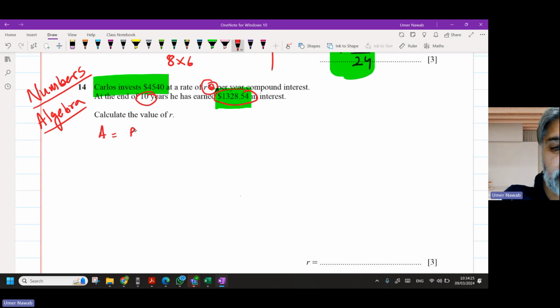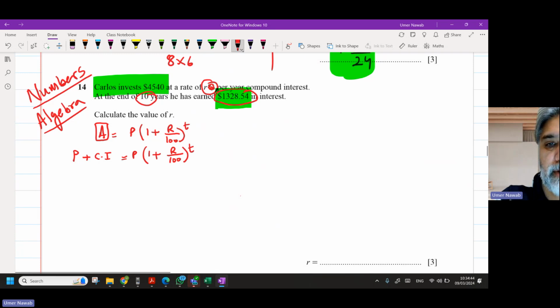Amount is equal to P times 1 plus R over 100 raised to the power T. Now this is the total amount, which is equal to principal amount plus compound interest, equal to P times 1 plus R over 100 raised to the power T. Now substitute the values which are given to you. 4540 plus the interest 1328.54 is equal to 4540 times 1 plus small r over 100 raised to t.